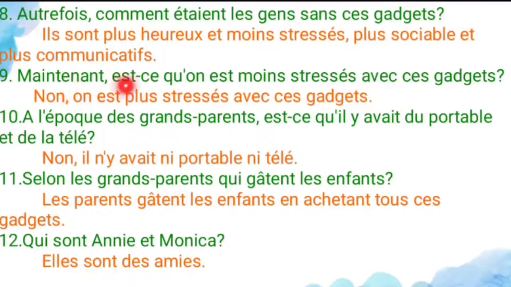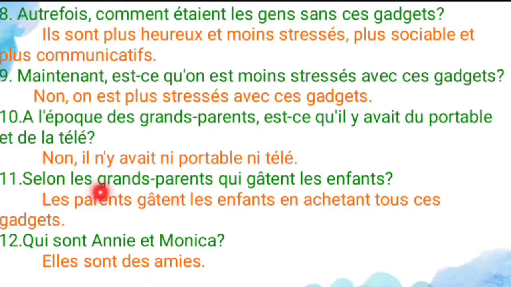And ninth one is maintenant est-ce qu'on est moins stressé avec ces gadgets? So now are we less stressed with these gadgets? No, on est plus stressé avec ces gadgets. No, we are getting more stress with these gadgets. And next, 10th one, à l'époque des grands-parents, est-ce qu'il y avait du portable et de la télé? So was there at the time a cell phone or TV? No, il n'y avait ni portable ni télé. So at that time there was no TV and no cell phone also.